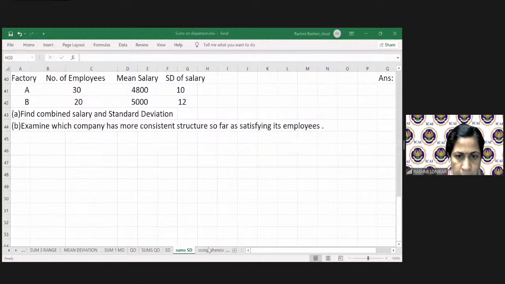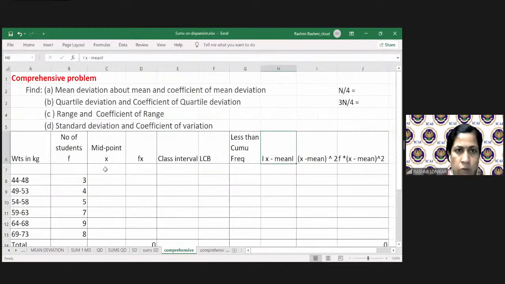Okay, this is the comprehensive sum that I want you to try at home. Just take down these values, find the mean deviation about the mean and coefficient of mean deviation. Second is find the quartile deviation and coefficient of quartile deviation. Third question is find the range and coefficient of range. And fourth is standard deviation and coefficient of standard deviation.